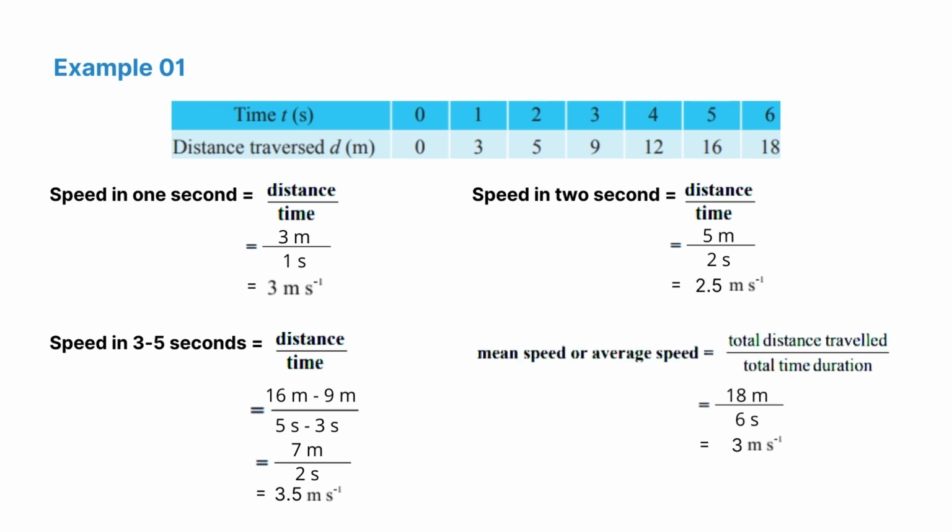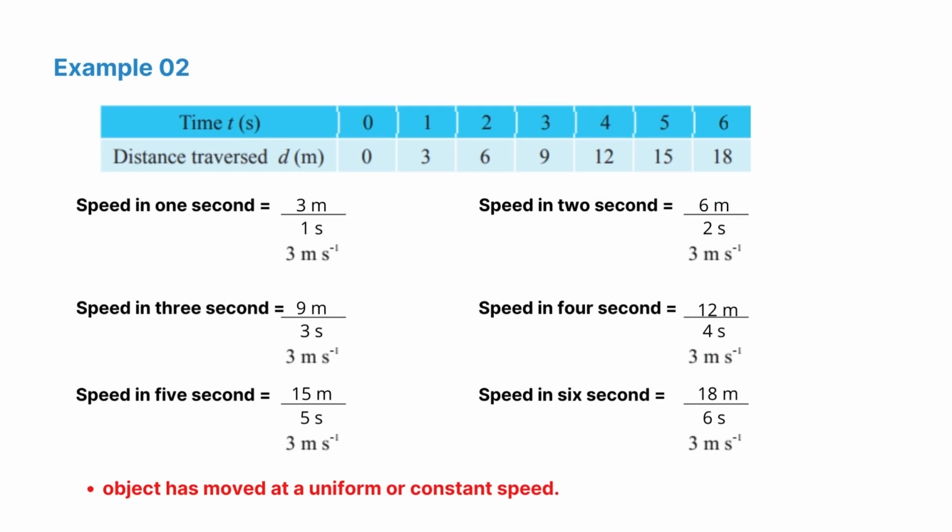Remember students, if they just ask you the speed, you can calculate the speed by dividing the total distance by the total time taken, that is the mean speed. Now let us consider the motion of another object described by the following data table. First of all, let's write the equation, that is speed equals distance over time.